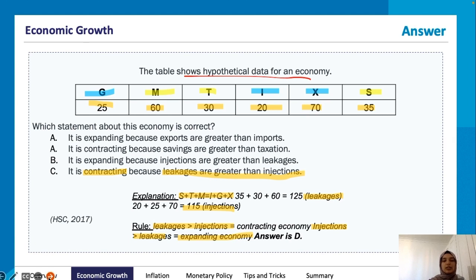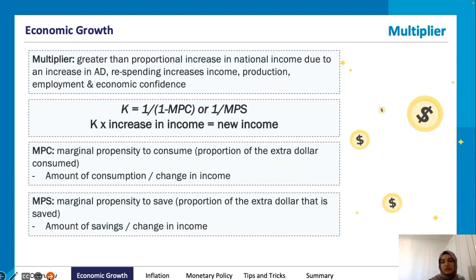So you can see that these are the types of questions that you will be asked in the paper. Righto, so hopefully that's all making sense so far. We're going to move on to the next point, which is the multiplier. You may have already gone through this, so this might be revision for some of you, or this may be a new concept for some of you.